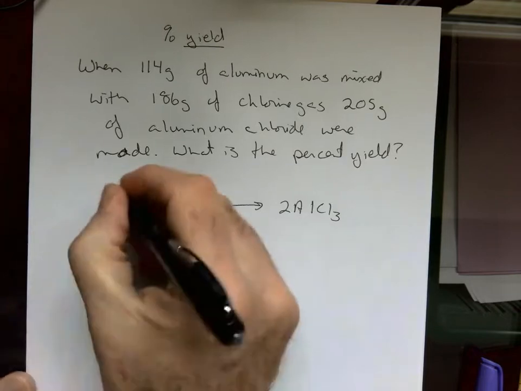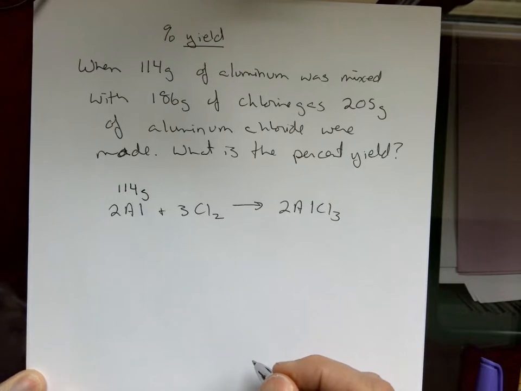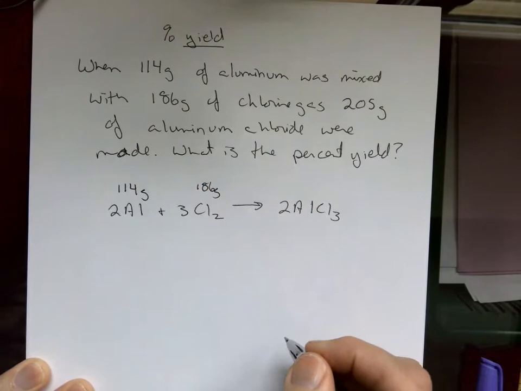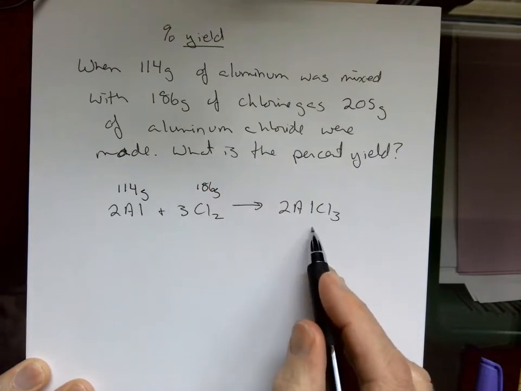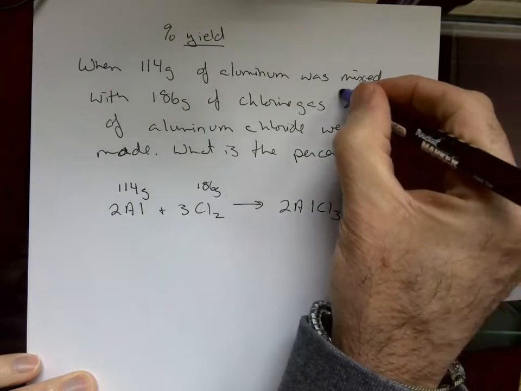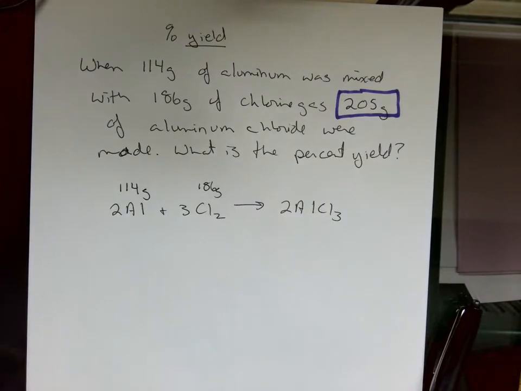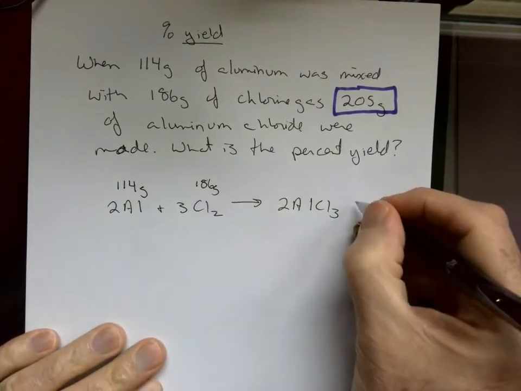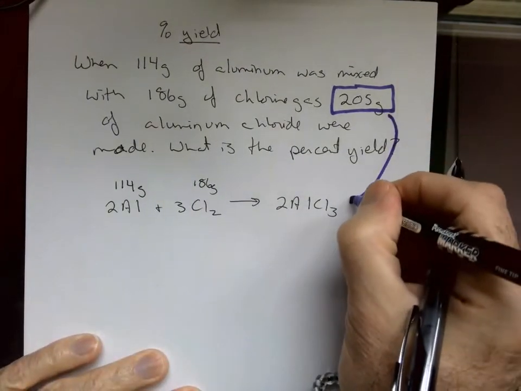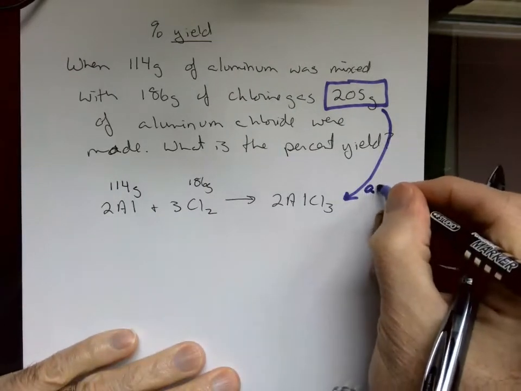They say when 114 grams of aluminum is mixed with 186 grams of chlorine, 205 grams of aluminum chloride are made. Now, this is your actual yield. Your actual yield is always given in the question. So what it's saying is you've actually made 205 grams in the lab of aluminum chloride. So let's write down actual.